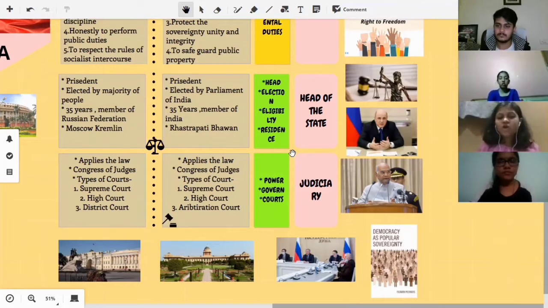The residence of the president in Russia is the Moscow Kremlin, and in India it is Rashtrapati Bhavan, which is located in New Delhi. The president of Russia is Vladimir Putin and the president of India is Kovind. So, thank you.